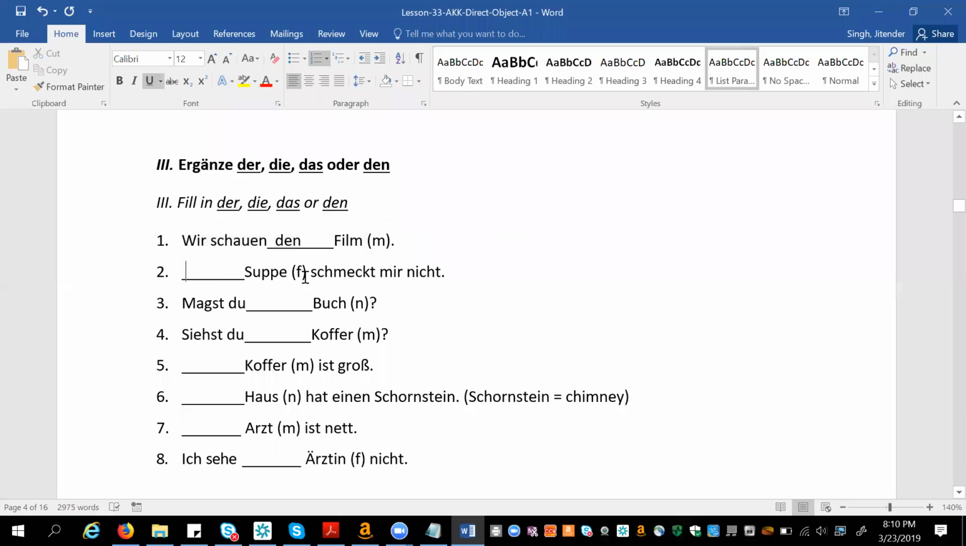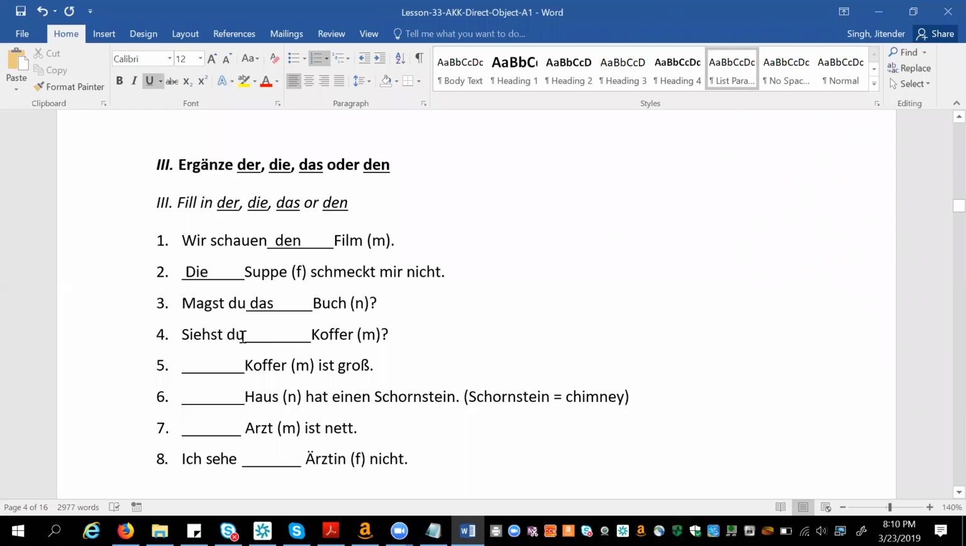Okay. Now, Suppe schmeckt mir gut. The soup tastes good to me. So, subject. Subject is what? Feminine. Die. Suppe, soup in German, is feminine. So die Suppe, subject. Next. Magst du? Do you like? Du is the subject, nominative. Magst, like. What is this? This is the object. An object, neutral. Das. Das Buch. Yep.